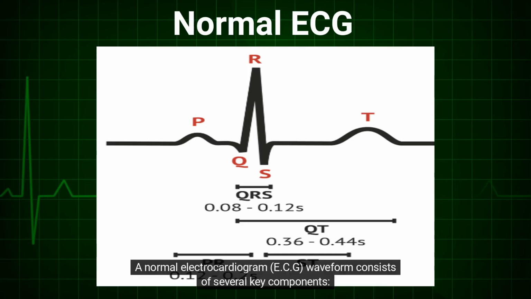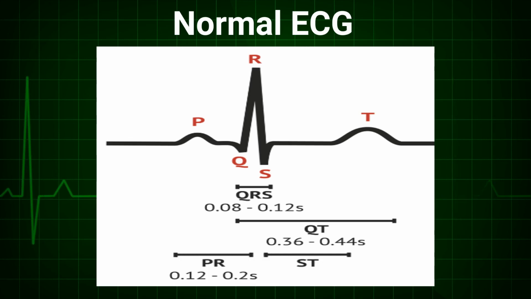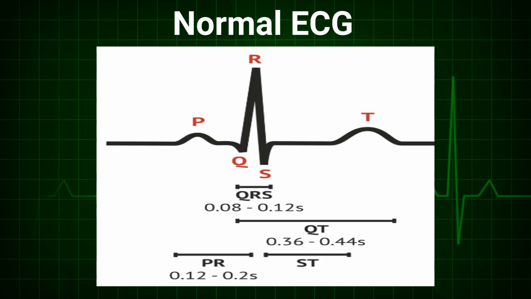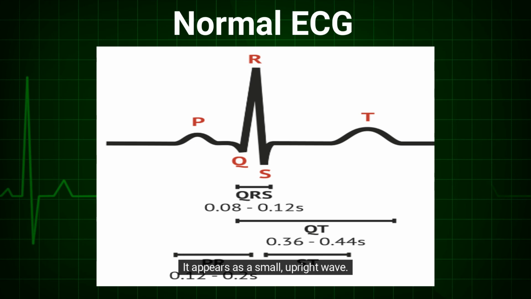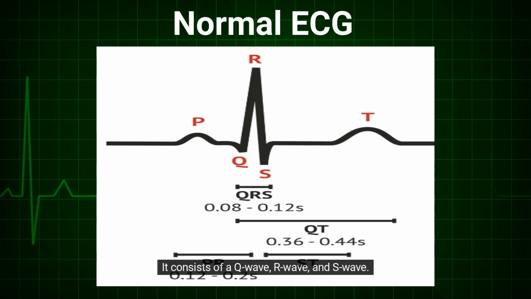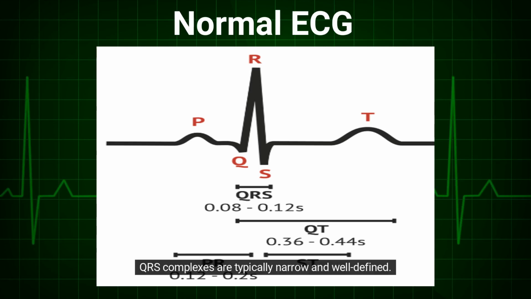A normal electrocardiogram, ECG waveform consists of several key components. The P wave represents atrial depolarization, or the contraction of the atria. It appears as a small upright wave. The QRS complex indicates ventricular depolarization, the contraction of the ventricles. It consists of a Q wave, R wave, and S wave. QRS complexes are typically narrow and well-defined.